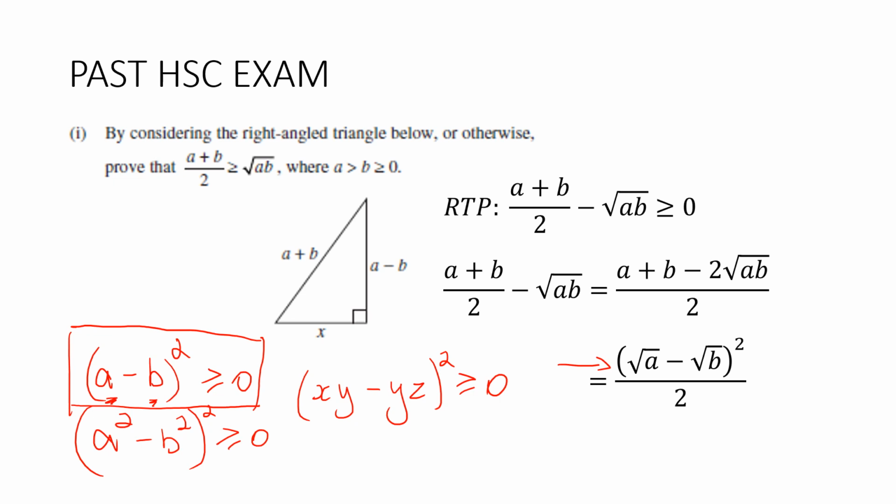But of course now we are finished, aren't we? Because the square root of A minus the square root of B all squared is greater than or equal to 0 because A and B are both real.